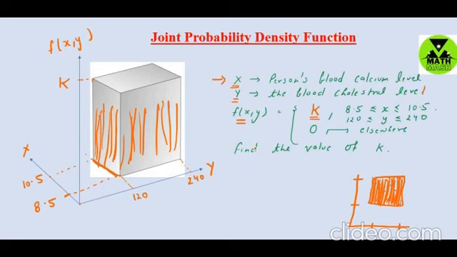Now the question is, find the value of k. As you see here, both x and y are continuous random variables, and for the case of continuous random variables, we use integration instead of summation. Now we'll solve this question. So basically, the probabilities are given by the probability density function.